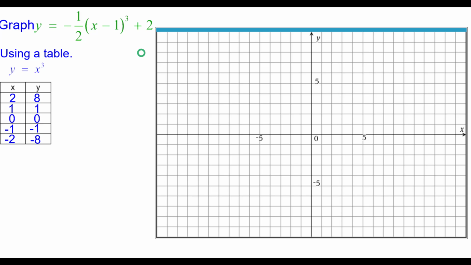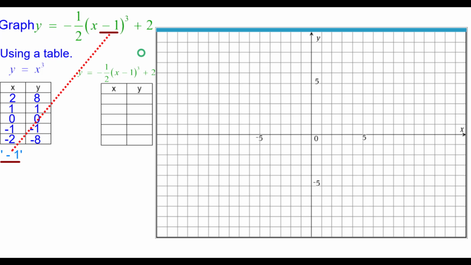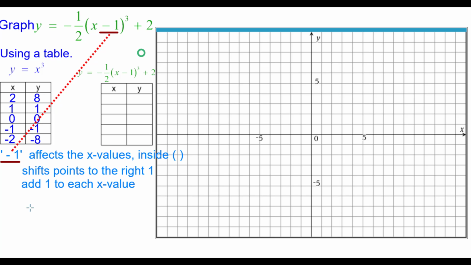Using a table, a second way, here's our normal cubic table of values. According to the parameters, the -1 inside the parentheses affects the x values. It shifts points to the right 1 unit, which means we have to add 1 to each x value to get it to shift to the right. So we're going to take that 2 plus 1 and make it 3. The 1 plus 1 make it 2. In fact, go ahead and finish those 3 values there.